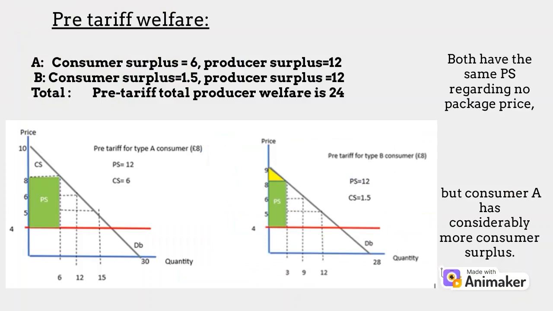Prior to the implementation of the tariff, both consumers have to consume at the standard price of £8 per pizza. For consumer A, consumer surplus with this price equals 6, and producer surplus equals 12. For consumer B, consumer surplus is equal to 1.5, and producer surplus is equal to 12. Pre-tariff, total producer welfare is 24. Let's see how our tariff can improve this.